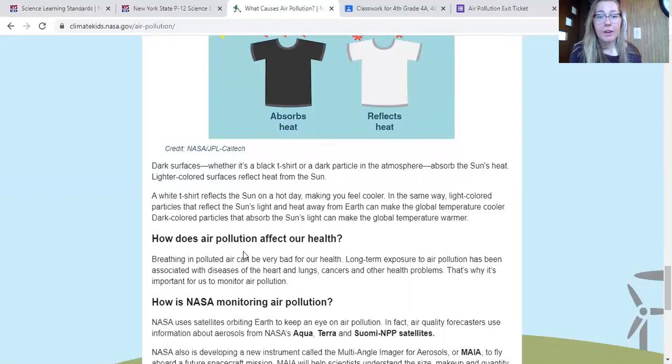So air pollution is bad for our health. Breathing in polluted air can be very bad for our health because long-term exposure has been associated with diseases, right? If there are things floating in the air, do we want to breathe those in so that now they're inside our lungs floating around? No. So that can be bad for us, and that's why it's important to monitor air pollution.